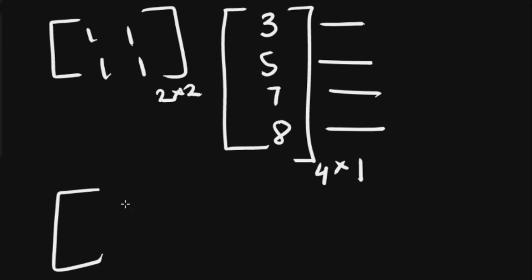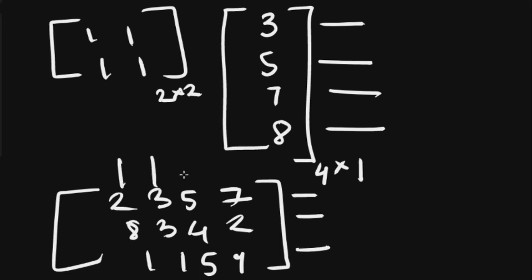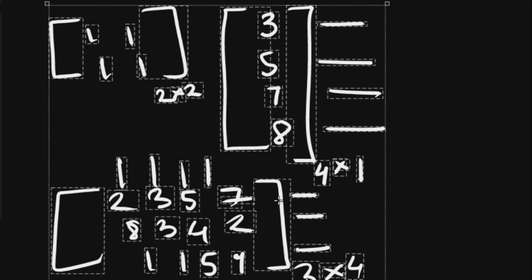Similarly, let me take another: 2 3 5 7, 8 3 4 2, 1 1 5 9. Try to compute the size of this matrix. Here I can see 1 row, 2 rows, 3 rows, and 1 2 3 4 columns, so 3 cross 4. Let me check. Yes, 3 rows and 4 columns. So these are the basic matrices.